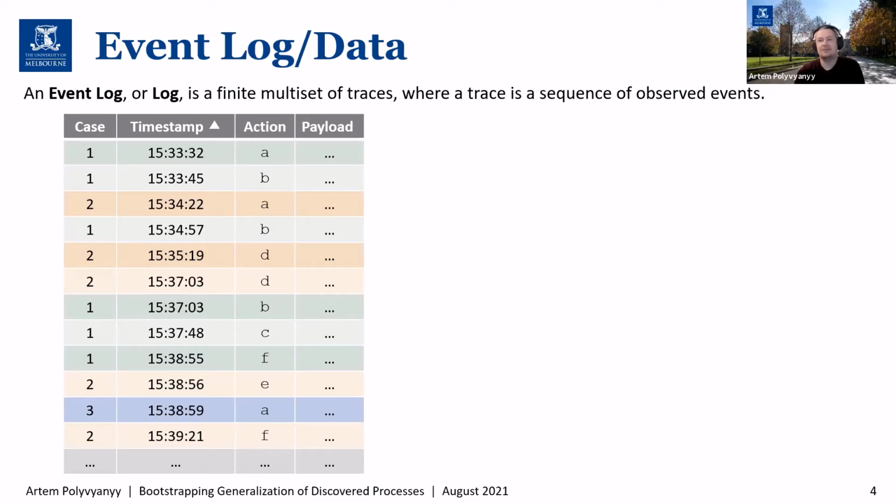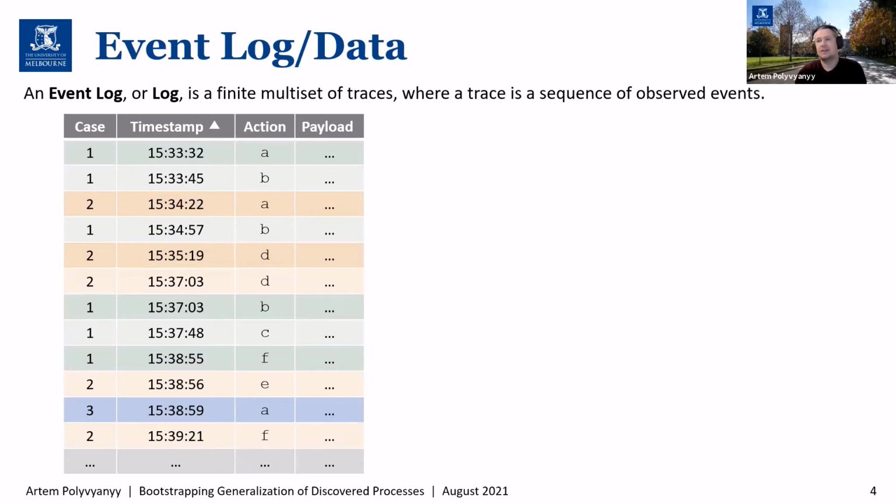For example, if you're talking about a loan application process, events that share the same case ID can refer to the handling of one loan application. A timestamp is a time point at which an event occurred, and action is the action that triggered the event. So these are the three common attributes. We expect that every event in every event log will have these three attributes.